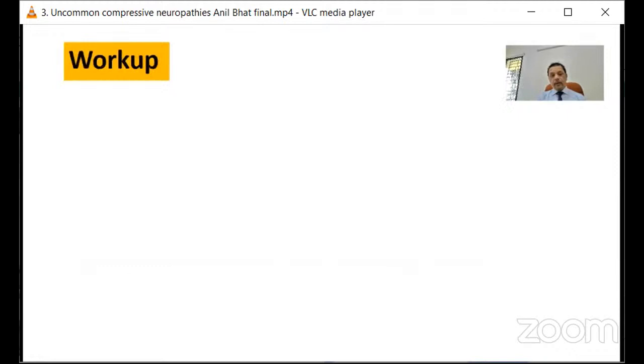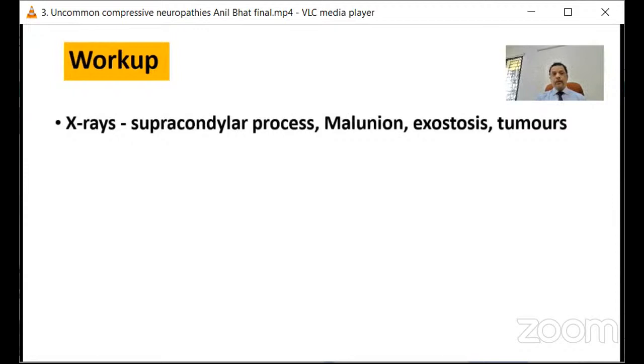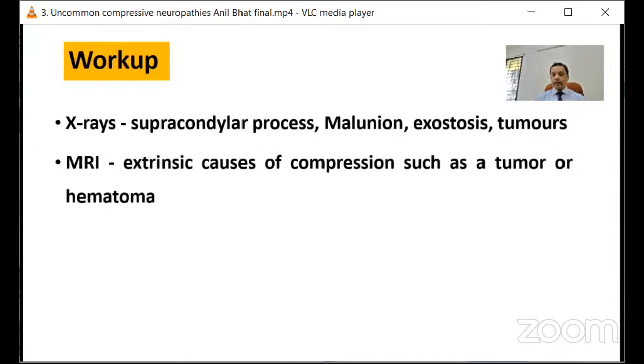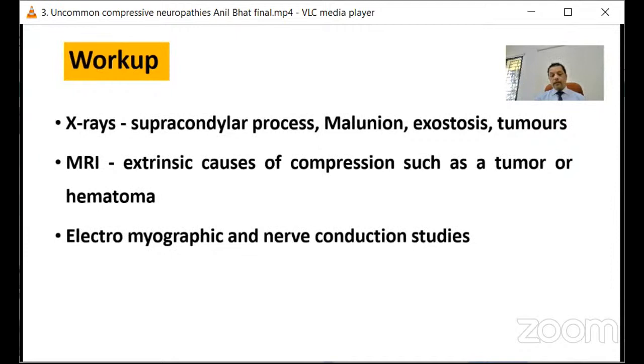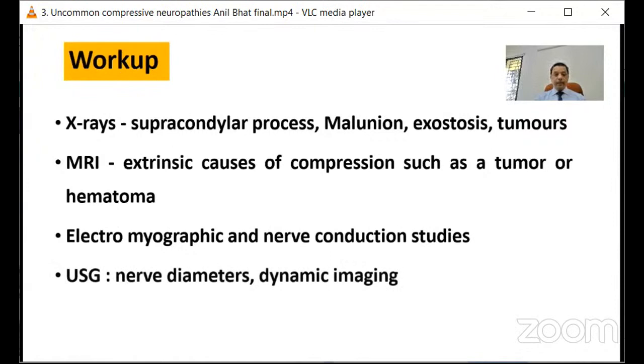Now, the general workup of all these compressive neuropathies would be basically clinical examination, but sometimes x-rays can show a few features like supracondylar process and pronator syndromes, malunions, exostosis, tumors. MRI can give an idea of extrinsic causes of compression like tumor or hematomas, especially in pronator syndrome. The EMG and nerve conduction studies might be helpful and sometimes might not be, especially in these kind of uncommon neuropathies. Ultrasound is an emerging technology for these, where we talk of nerve gliding, nerve diameters, dynamic imaging is coming in a big way. And sometimes we have to resort to serial or differential nerve blocks to see where the problem is.